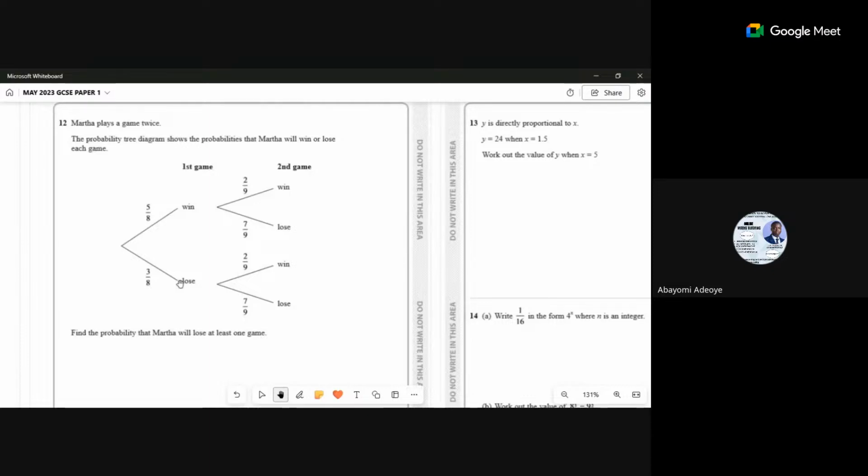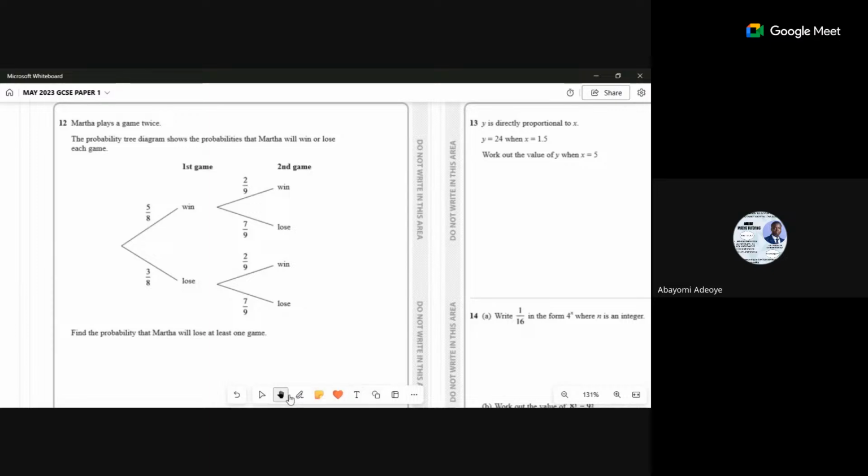So can you read the question? Martha plays a game. The probability tree diagram shows the probabilities that Martha will win or lose each game. Find the probability that Martha will lose at least one game. Okay, so do you understand the tree diagram? Yeah. This is the first game. This is the second game. So what's the probability that Martha will lose at least one game?